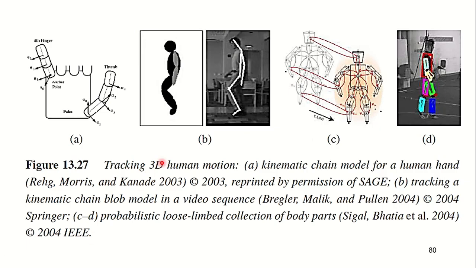The figure shows the tracking of 3D human motion. In part A, there is a kinematic chain model for a human hand and the angles and representations of them. Here it shows the tracking of a kinematic chain blob model in a video sequence. It also shows the probabilistic loose-limbed collection of body parts, and how it changes as time varies.